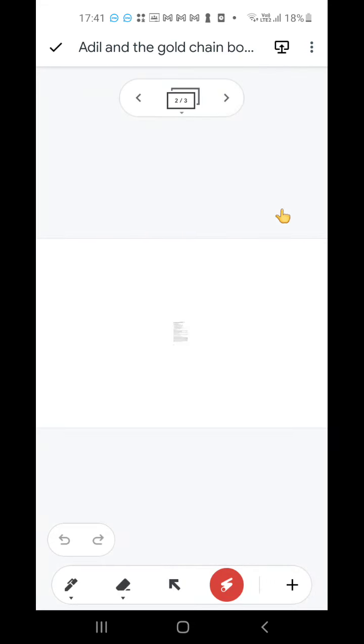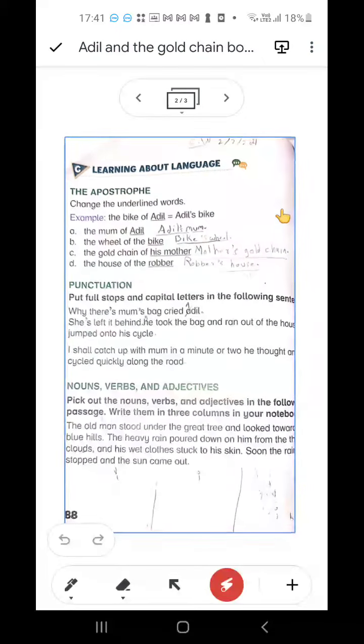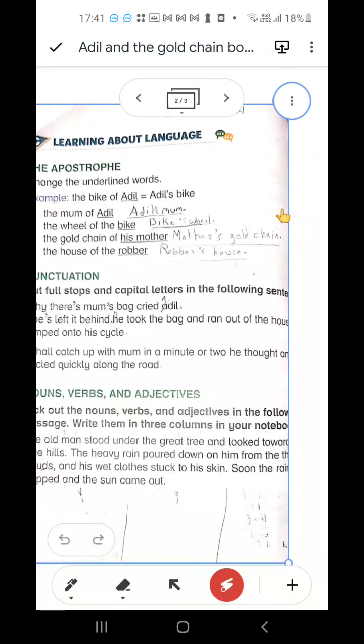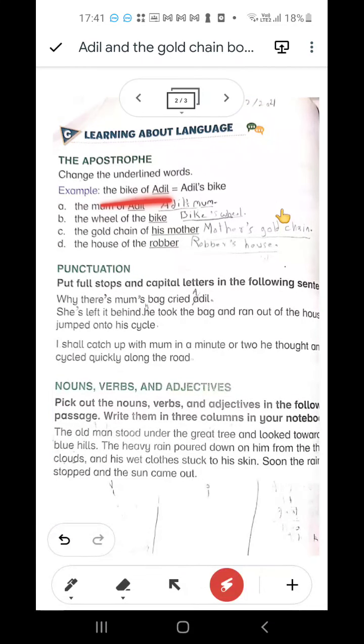Now open your books. We will do the book exercise. You remember yesterday I asked you to underline and circle all the apostrophes where they have been used in the text. Because in this exercise, they want us to use the apostrophe, and they have given us phrases like the bike of Adil. The bike of Adil, and they write it like Adil's bike.